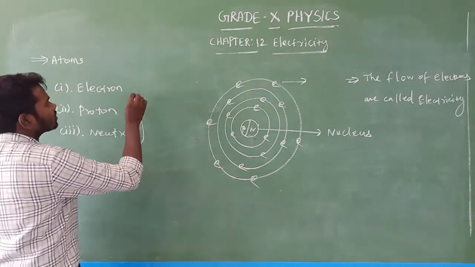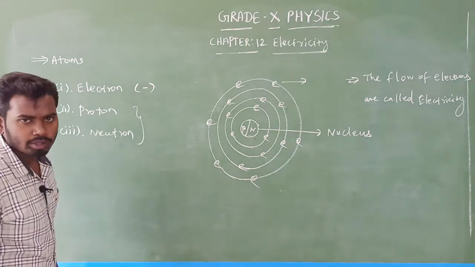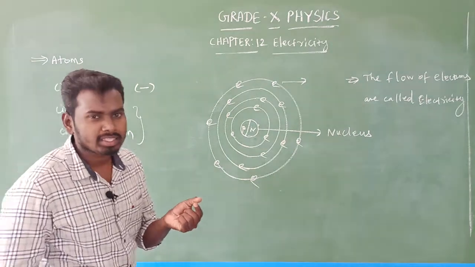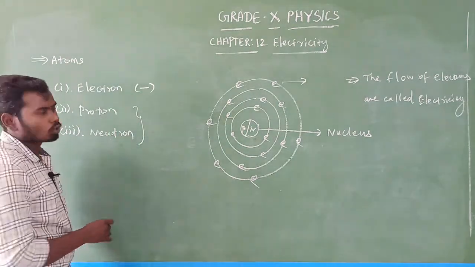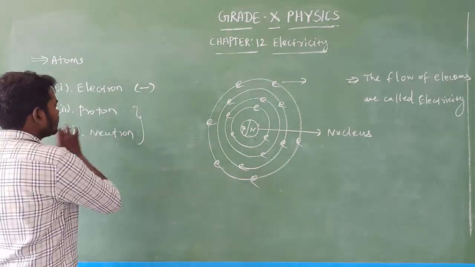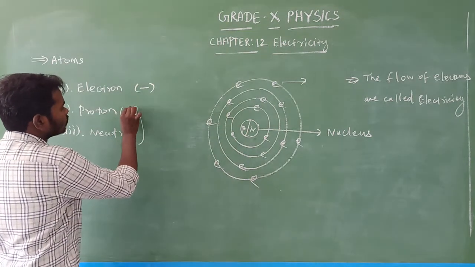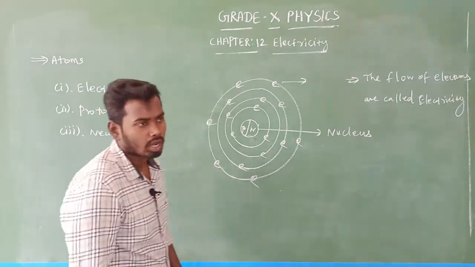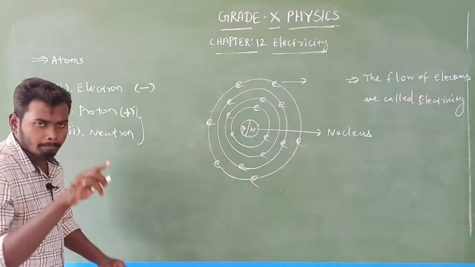Next, come to this electron. The electron has a negative charge. The negative charge is denoted by the symbol, that is the minus symbol. Then the proton, the proton has a positive charge, so the positive charge symbol is plus.